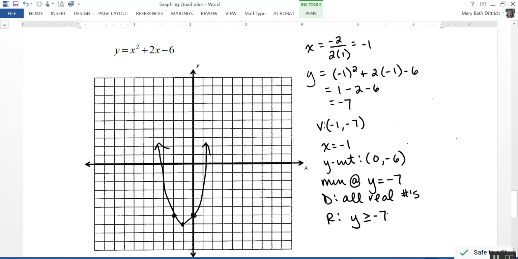So in this video, we learned about standard form of a quadratic function, how to find its vertex, its y-intercept, its axis of symmetry, minimum or maximum value, and how to graph it.